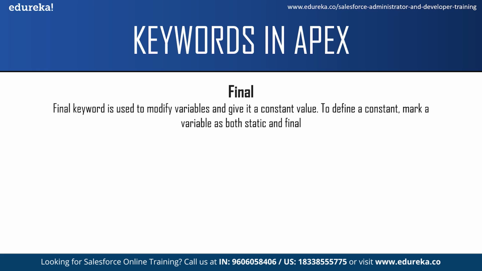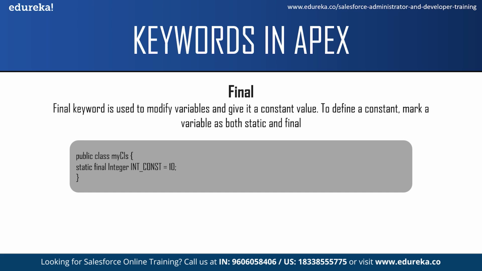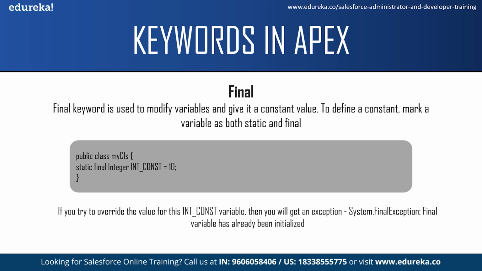Also, you should remember that the final variable can only be assigned a value once, either when you declare the variable or inside a constructor. You must assign a value to it in one of these two places only. Now here is an example for the final keyword. Here you see we have used both the keywords static and final, and we use the integer data type, and int constant is the variable, and we have initialized the value to 10. Now this int constant variable value will be 10 throughout the program. If you try to override the value for this int constant variable, then you will get an exception, System.FinalException: Final variable has already been initialized. So this was about the final keyword in Apex.